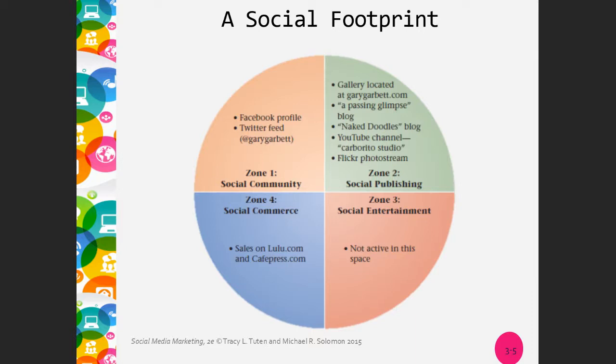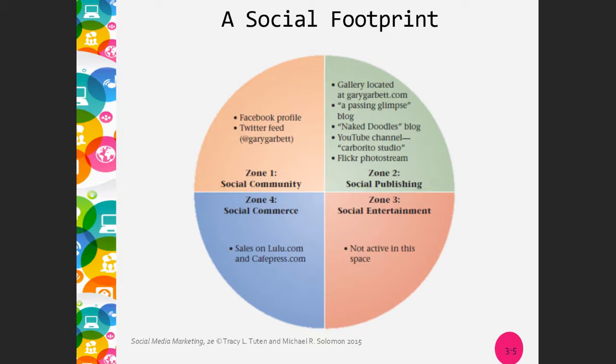So let's talk about a social footprint. How do you, in this instance, we can use an individual or a firm, how do they look on the internet? What is their footprint? Well, if it's an individual, in this example, they may have a Facebook profile and have a Twitter feed. See Gary Garbett. Let's pretend his name is Gary Garbett.